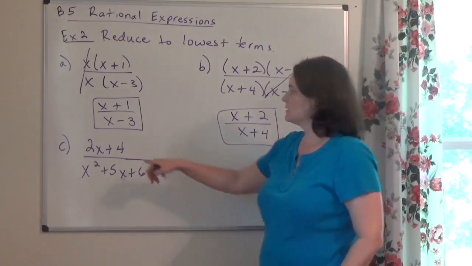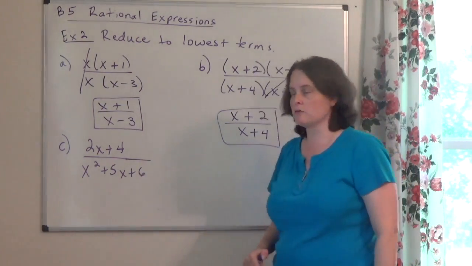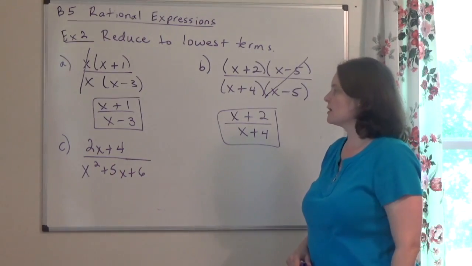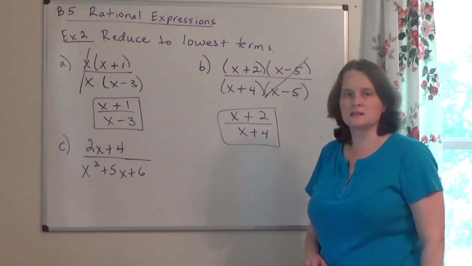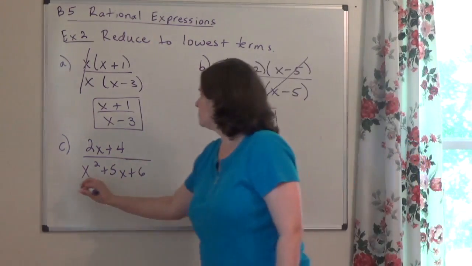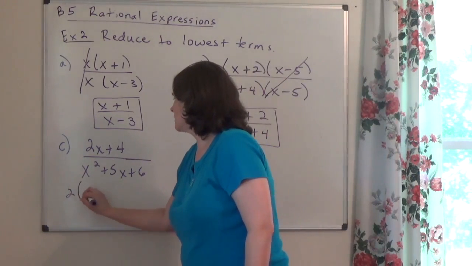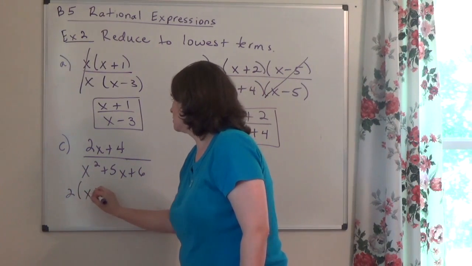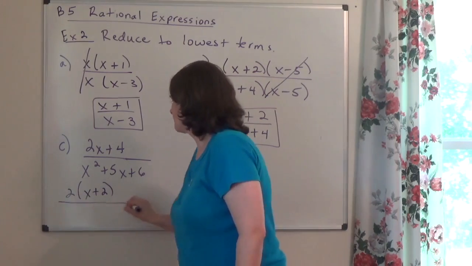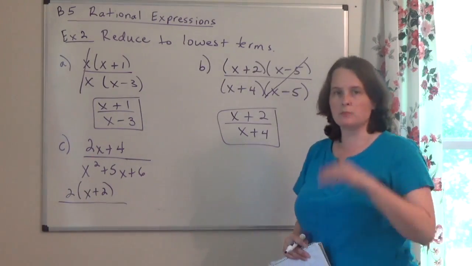So let's see if we can get this numerator and this denominator to factor for us. All right, in the numerator, 2x plus 4, that has a common factor of 2, so we can pull that out. That leaves x plus 2. Our denominator is a trinomial.